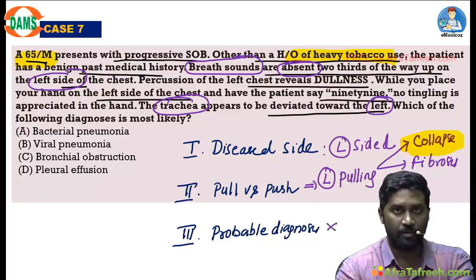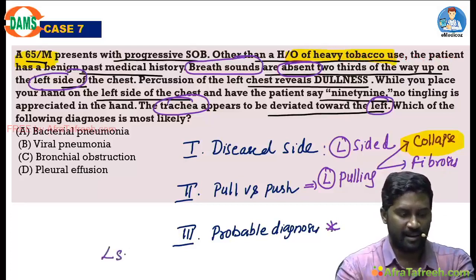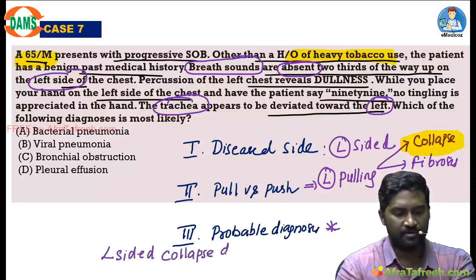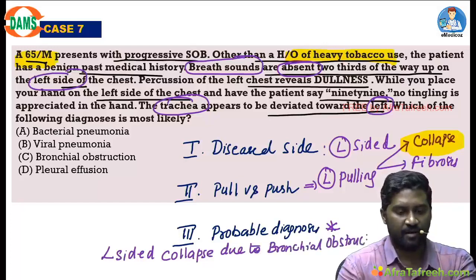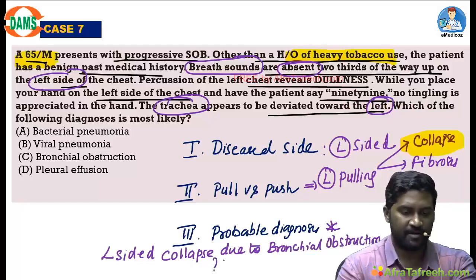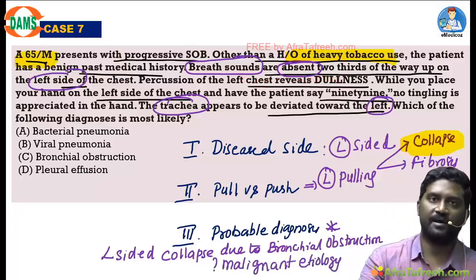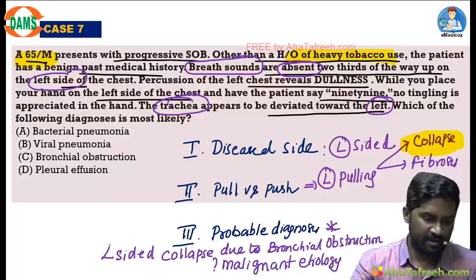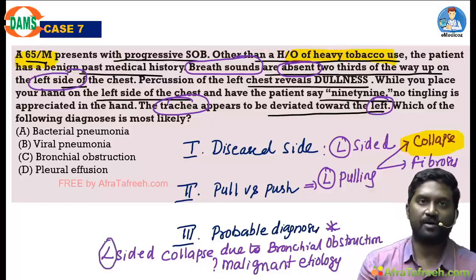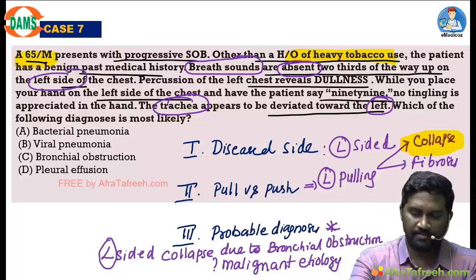So coming to probable diagnosis. This is a left-sided collapse. Left-sided collapse due to bronchial obstruction. Why is this bronchial obstruction happening? Because of some malignancy, probable malignant etiology. This will be the complete diagnosis: left-sided collapse due to bronchial obstruction of probable malignant etiology. Out of all these options, which will fit?